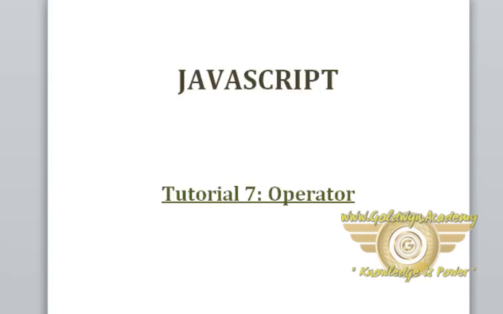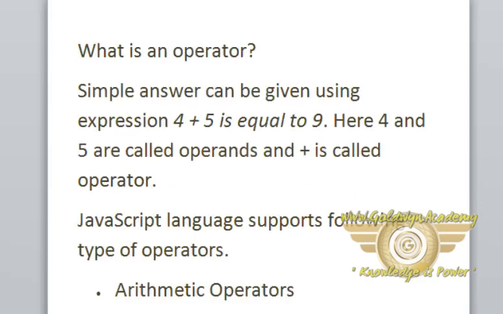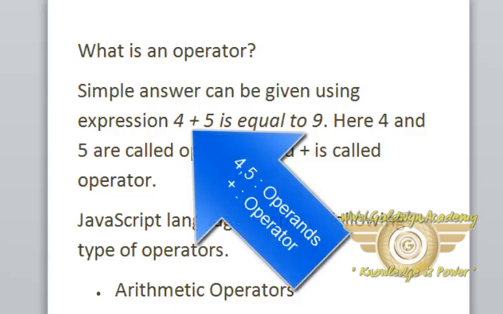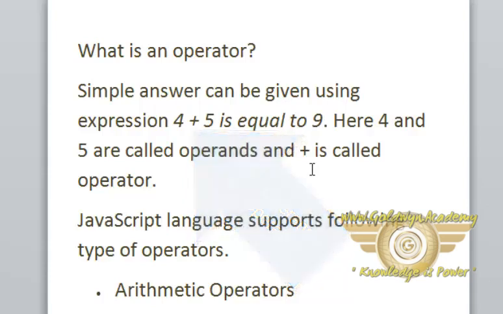In this tutorial, we will study about the operator. First, what is an operator? Simple answer can be given using the expression 4 + 5 = 9. Here 4 and 5 are called operands and + is called the operator.